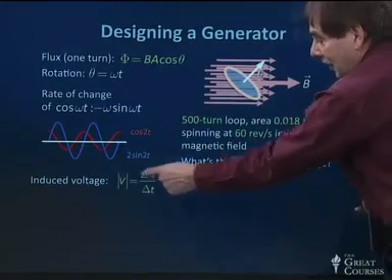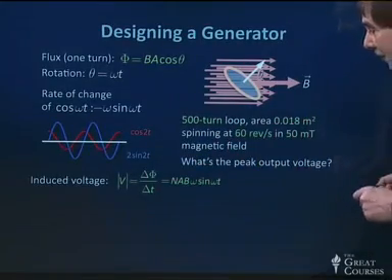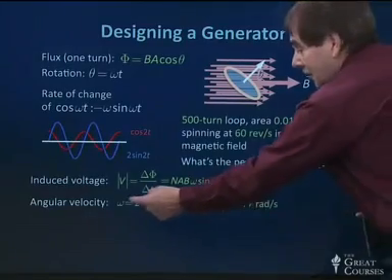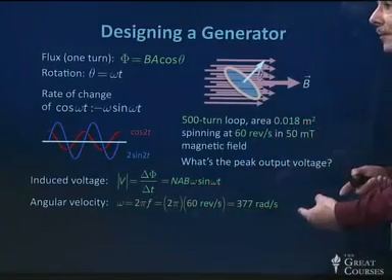And I've taken the minus sign off because I'm just looking at the absolute value. So there's the rate of change of magnetic flux. The angular velocity is 2 pi times the frequency. That's because there are 2 pi radians in a full circle. We worked out this relationship earlier when we were talking about rotational motion.